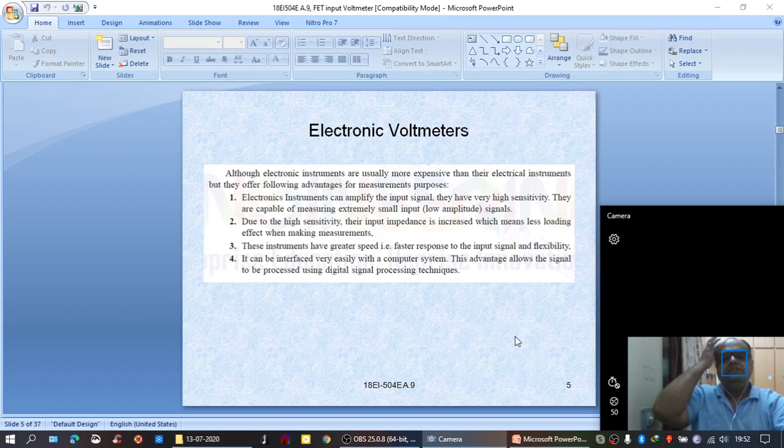Interfacing means actually the purpose of the instrument is to measure only, but if there is a flexibility or a provision for interfacing, then control also becomes very easy. So when compared with the electrical type of instruments, electronic instruments provide this advantage, that is interfacing with the computer system. Right? Next.